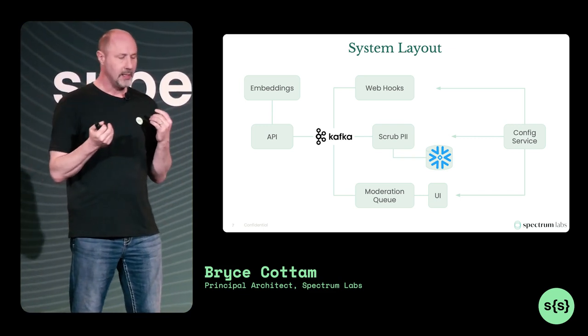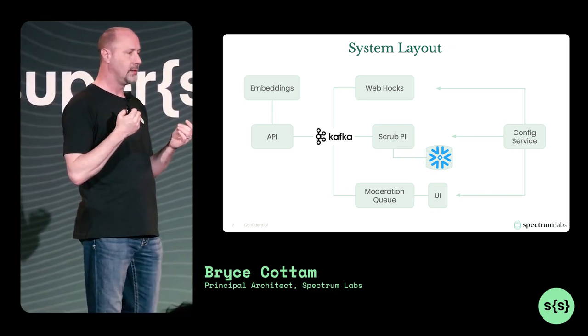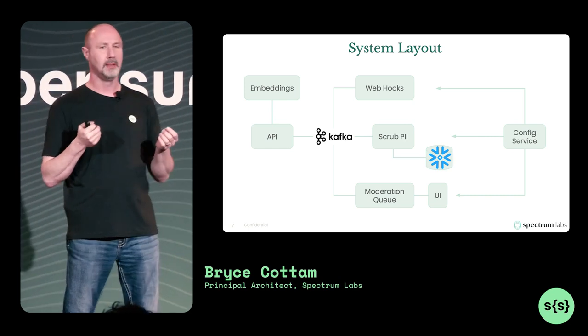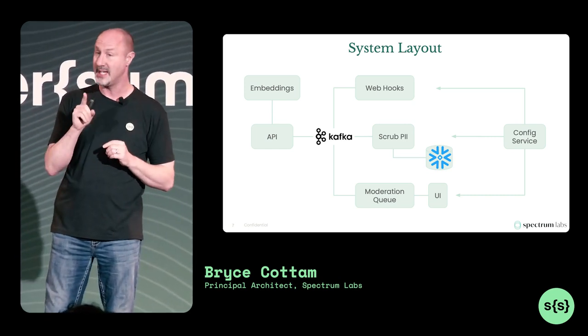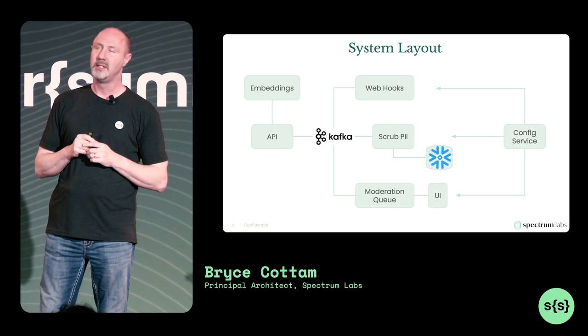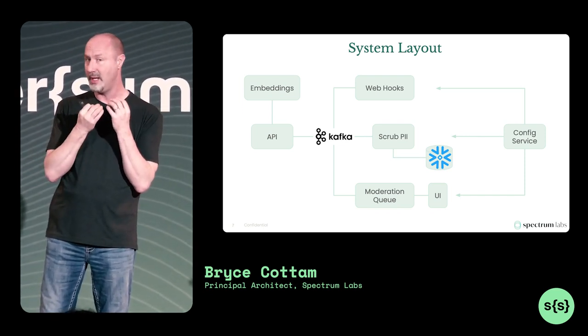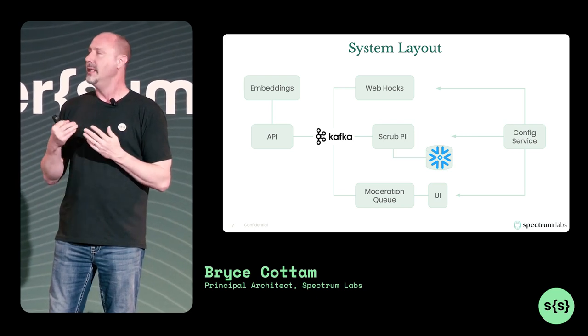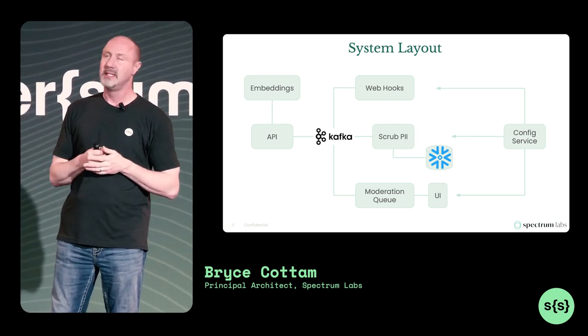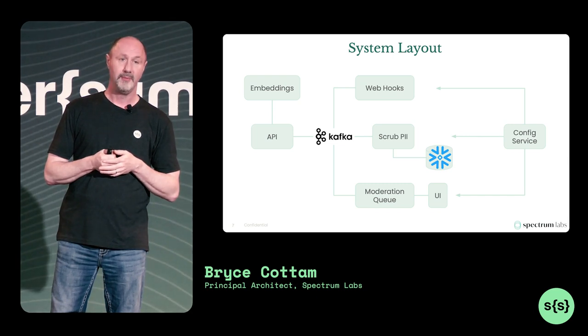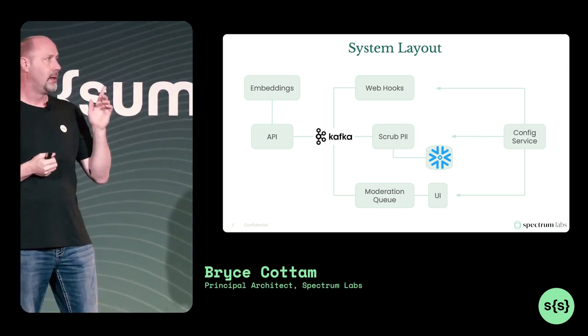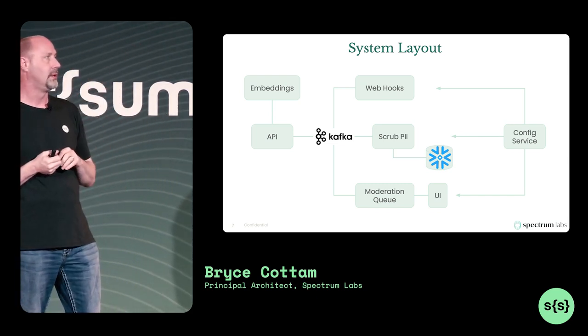Now, the API communicates with two main systems. First, that embedding service, but the second is that it writes the content that we got in, the requests that we got in, and the determinations that we made, and writes them to Kafka. Now, there are multiple systems that listen downstream to that Kafka feed. Two of them are the ones we'll drill in a little bit more today.